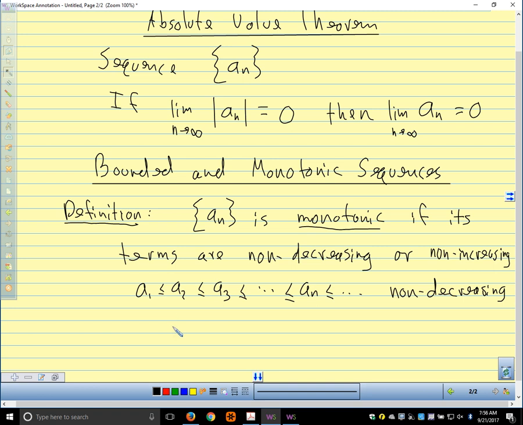And if I turn the inequality around, a sub 1 greater than or equal to a sub 2 greater than or equal to a sub 3 greater than or equal to dot dot dot greater than or equal to a sub n greater than or equal to dot dot dot, that is non-increasing. So that means the terms only get smaller or stay constant. They never increase.